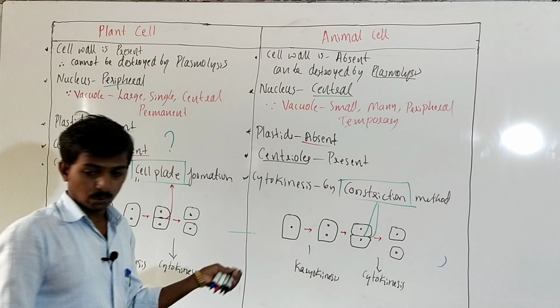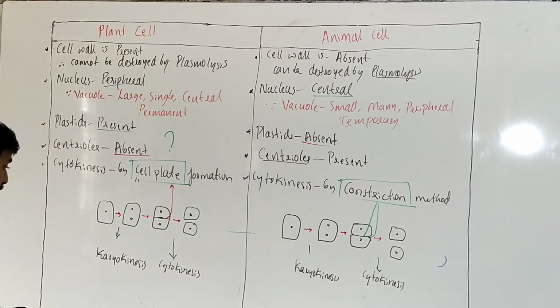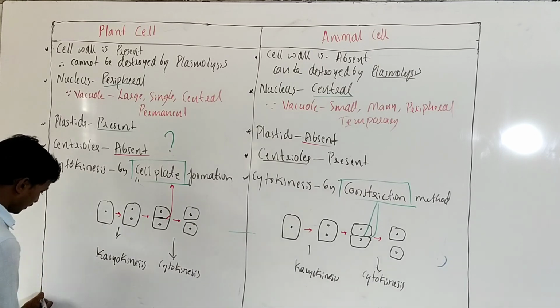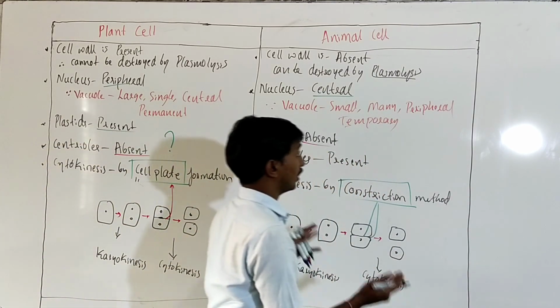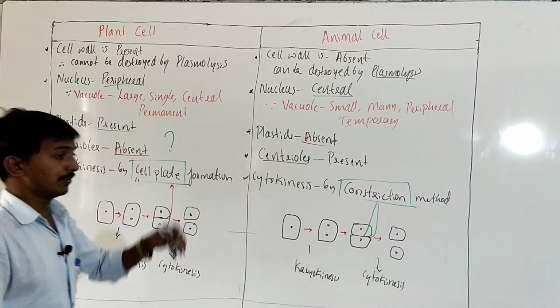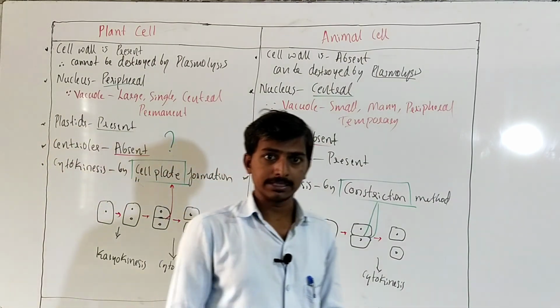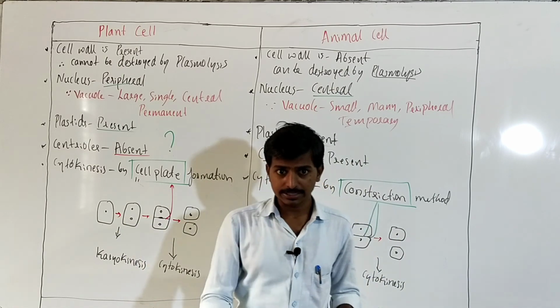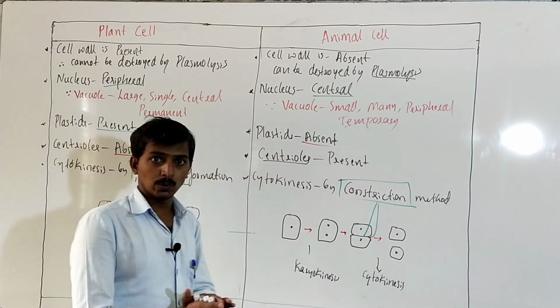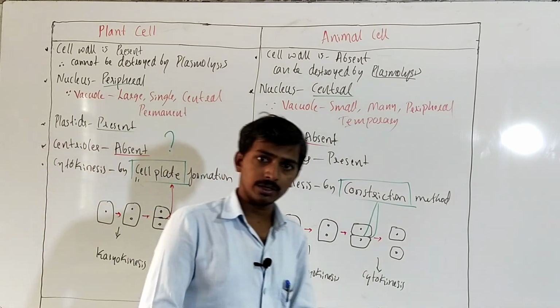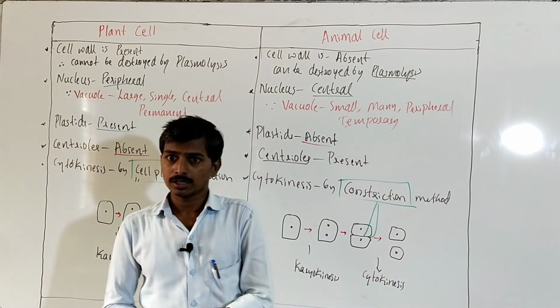Okay, so this is the major difference between plant cells and animal cells with respect to cell division. This is enough about the differences between plant cells and animal cells. If you find any more differences, please add those in the comment section. If I get them, I will also add them in the comment section.